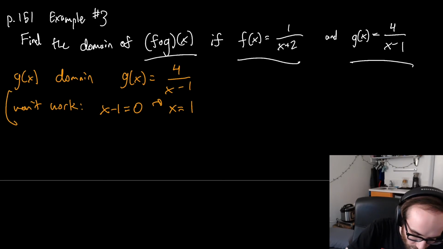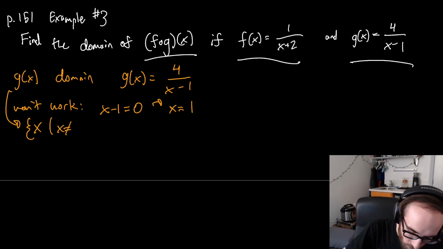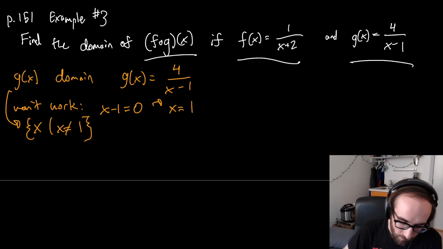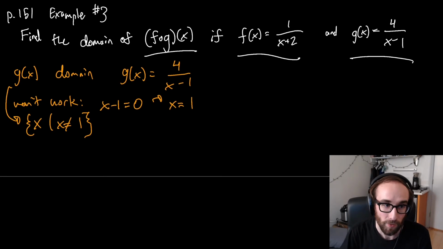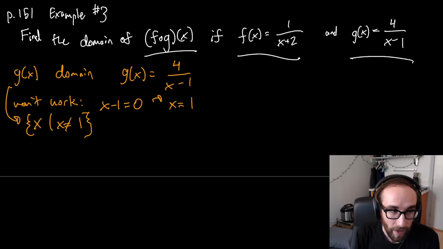So for the g of x domain, we have x values where x is not equal to 1. Any other x value will work out in this case, though. So x values where x is not equal to 1. Okay, so that's g of x.